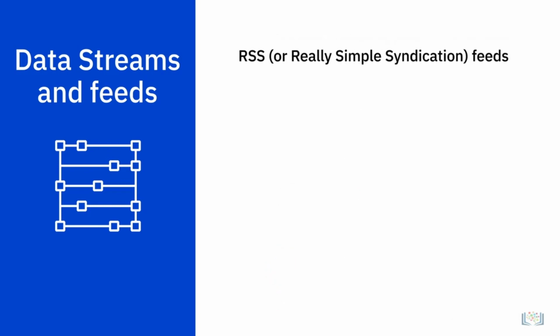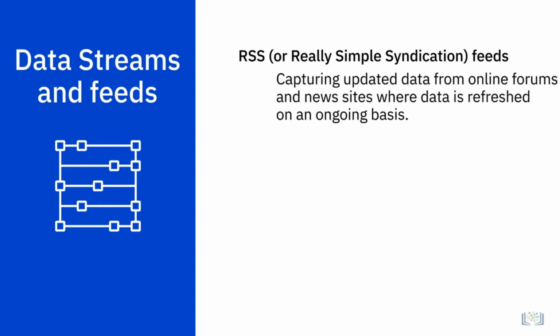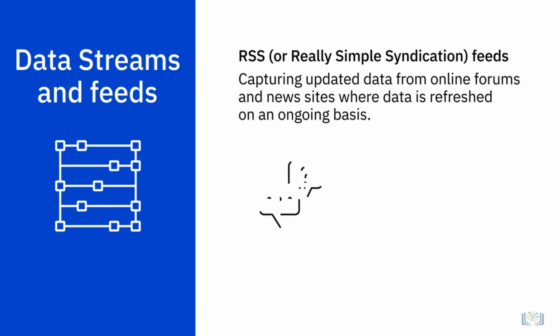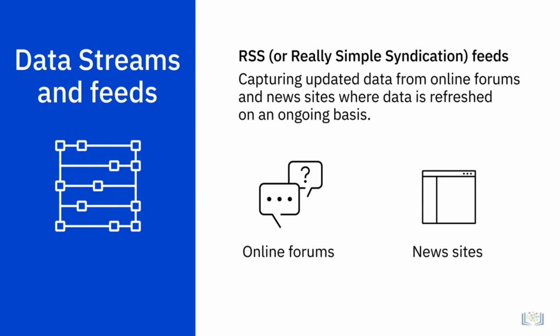RSS, or Really Simple Syndication, feeds are another popular data source. These are typically used for capturing updated data from online forums and news sites where data is refreshed on an ongoing basis. Using a feed reader, which is an interface that converts RSS text files into a stream of updated data, updates are streamed to user devices.